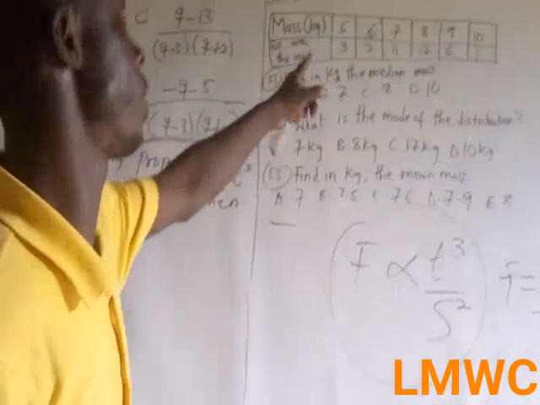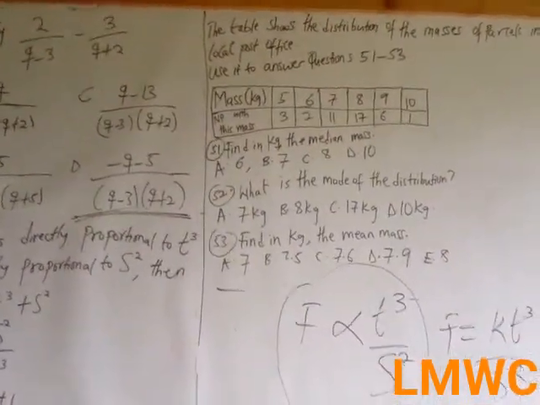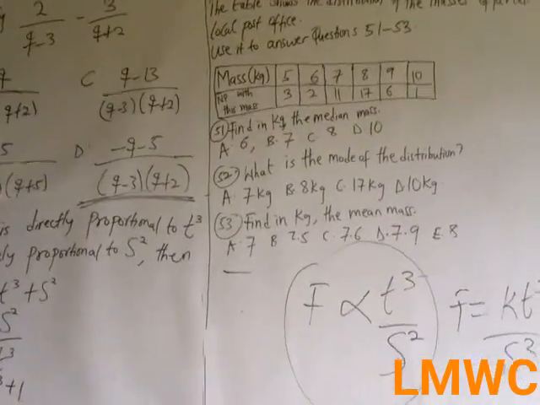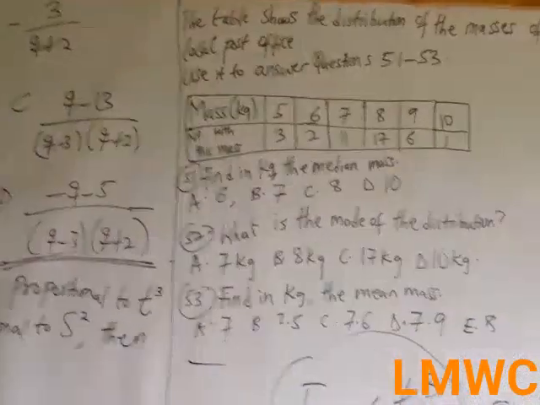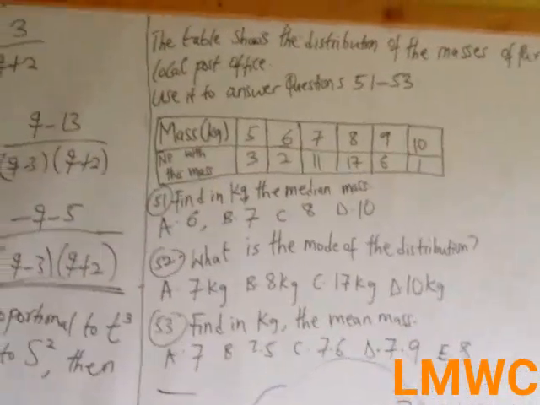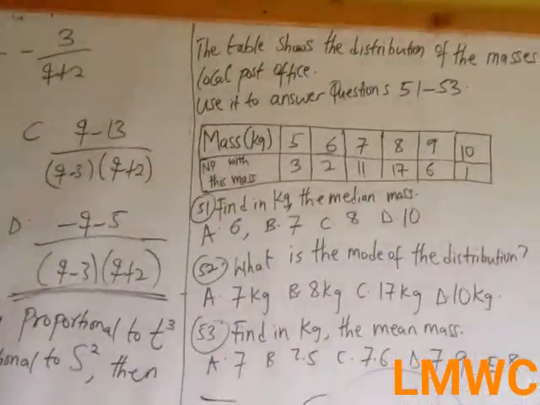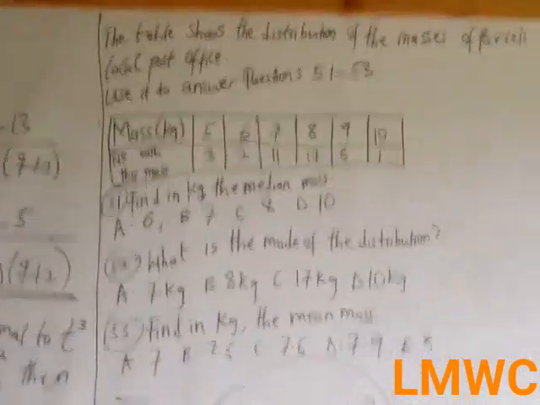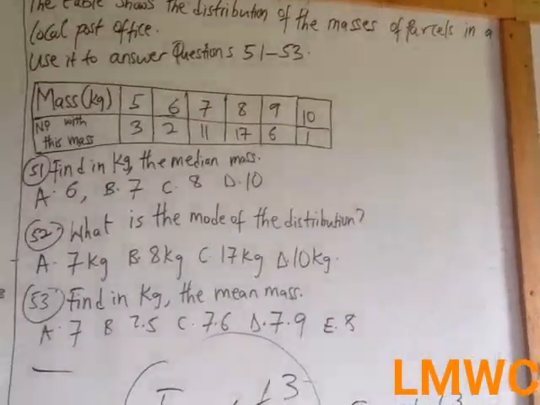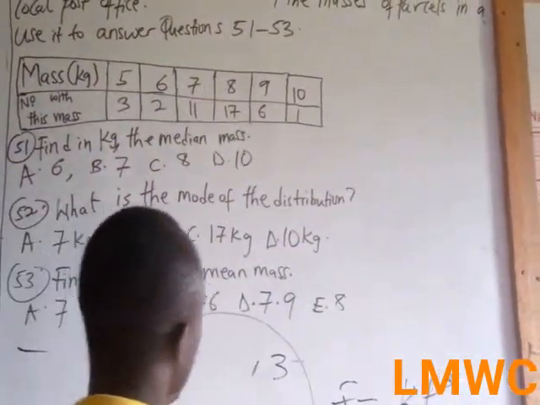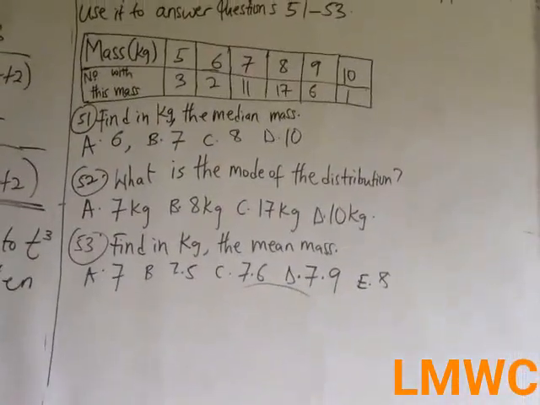This one is on statistics. Always, this type of question, you will meet it in your exam. So take note, my noble students. Castro will make mathematics simple. The table shows the distribution of the masses of parcels in the local post office. Use it to answer questions 51 to 53. They have given you this table, and they have asked you to find the median. Always the median.